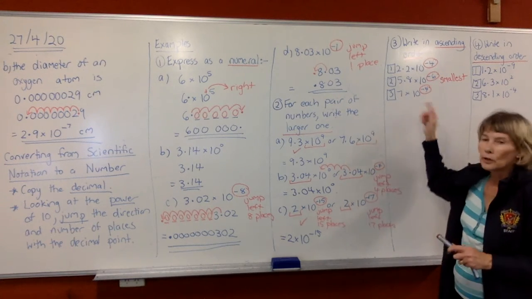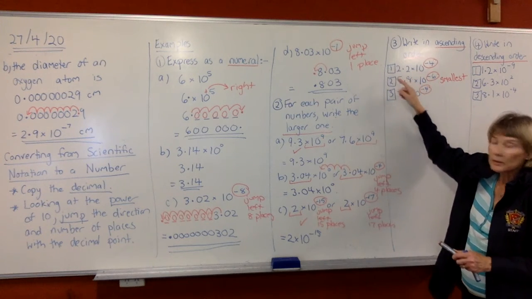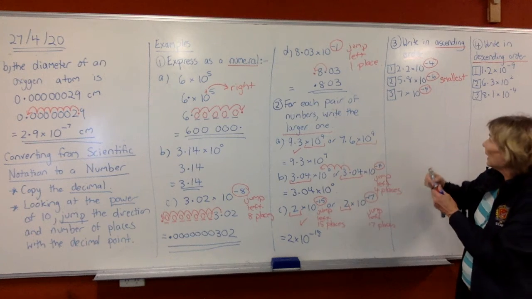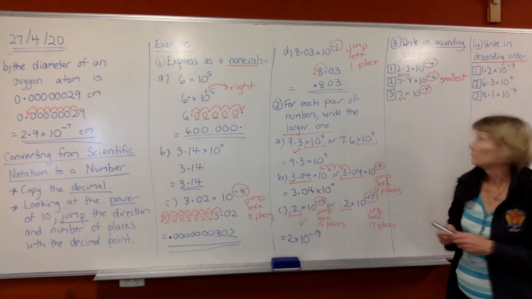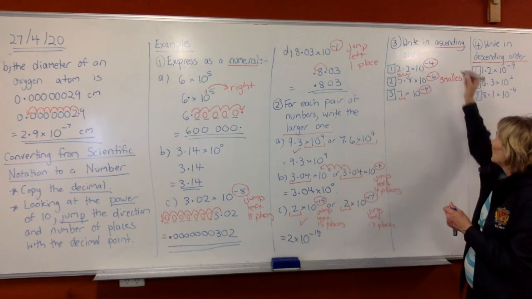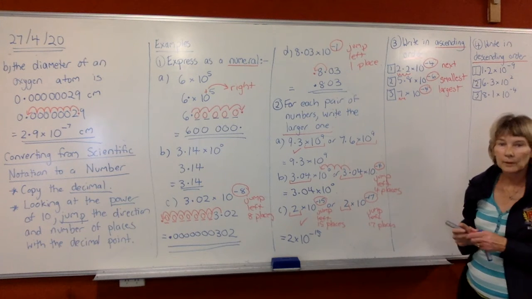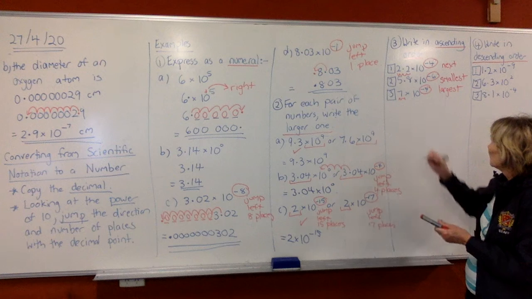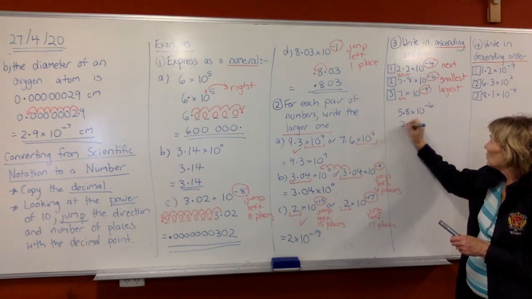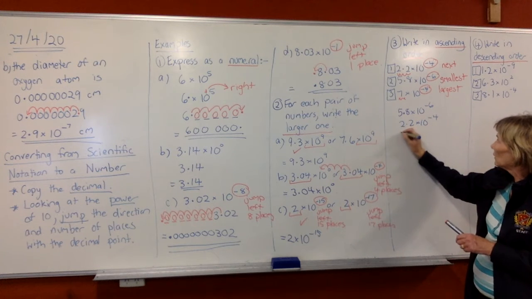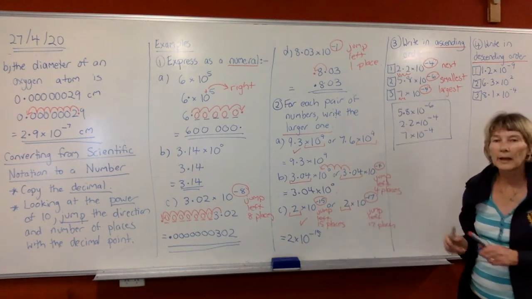Then both of these are jumping 4 places to the left. So they're both going to jump the same number of places, but we then have to look at which one of these is smaller. 2.2 is smaller than 7, so that's going to come next, and this one's going to be our largest. Okay, so if we then write them in order, we have 5.8 times 10 to the minus 6, 2.2 times 10 to the minus 4, 7 times 10 to the minus 4. There they are in order.